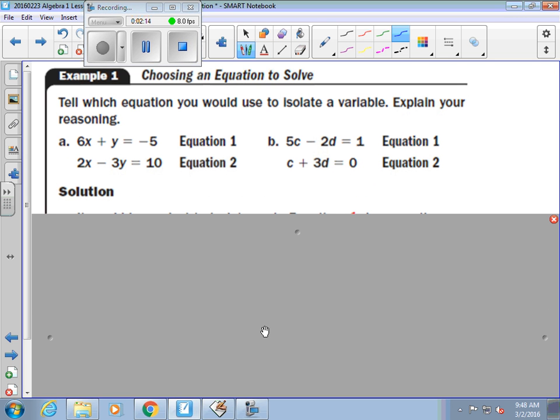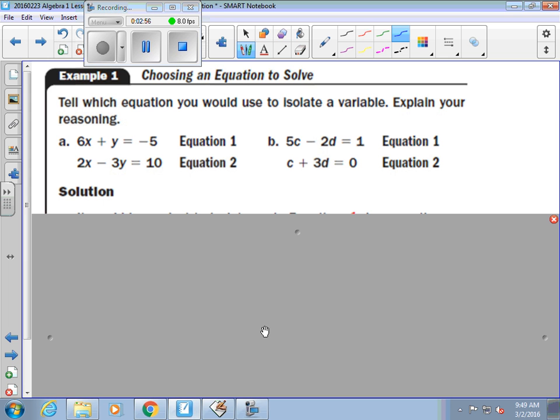Example number 1 says choosing an equation to solve. So we have two sets of two equations, or two systems. For A, it says 6x plus y equals negative 6. For B, it says 2x minus 3y equals 10. Which equation and which variable looks easiest to isolate, or to get by itself? Think about what you already know about how to undo things. Remember, you undo addition and subtraction with subtraction and addition, and you undo multiplication and division with division and multiplication.